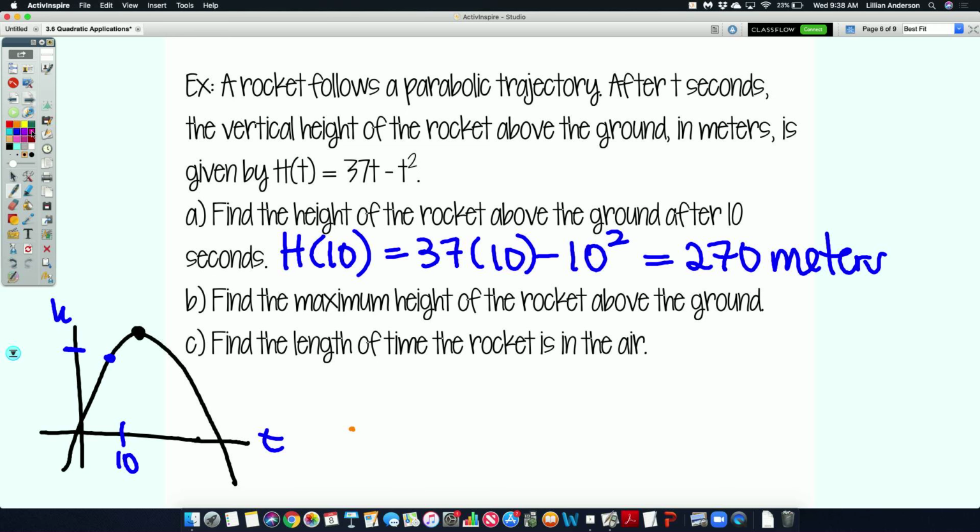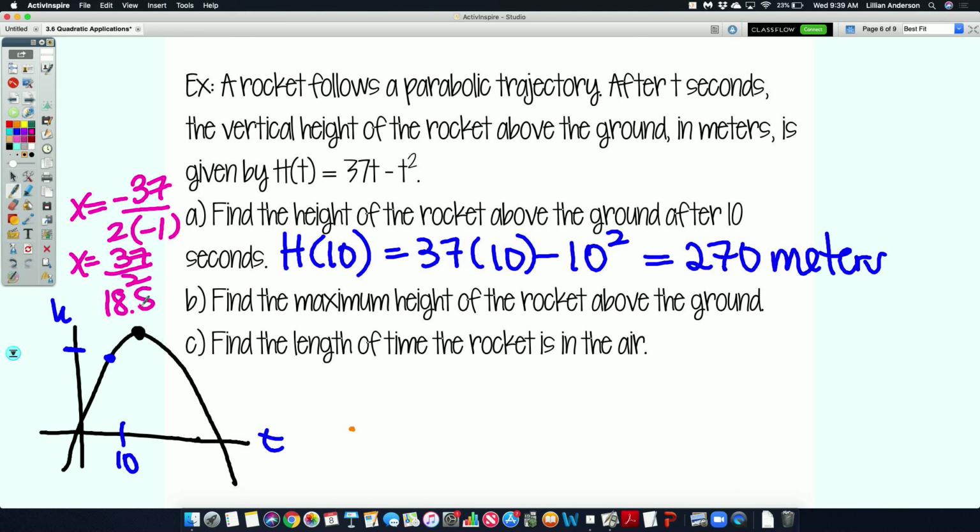Unfortunately, the only way we can find the y coordinate is by finding the x. How do I find the x coordinate of the vertex? x equals negative b over 2a. What's b in this problem? 37. And what is a in this problem? -1. So the x coordinate of the vertex is whatever 37 divided by 2 is. 18.5.